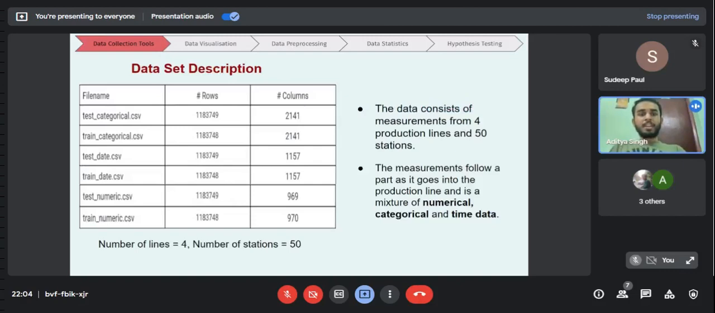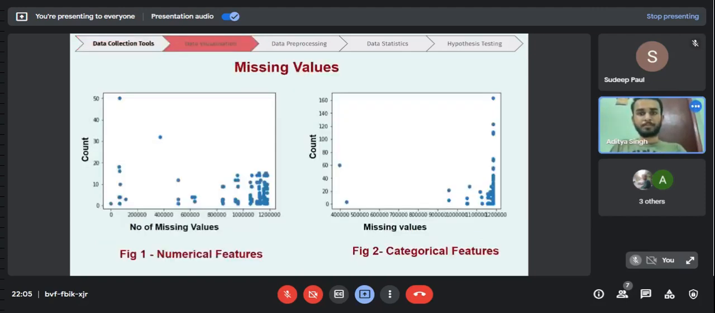Now, our data consists of measurements of 4 production lines and 50 stations. The measurements follow a particular part as it goes through different production lines, and they are a mixture of numerical, categorical, and date-based measurements. We have 6 files, namely test-categorical.csv, train-categorical.csv, test-date.csv, train-date.csv, test-numeric.csv, and train-numeric.csv. We can see the number of rows and columns in each file in the PPT as follows.